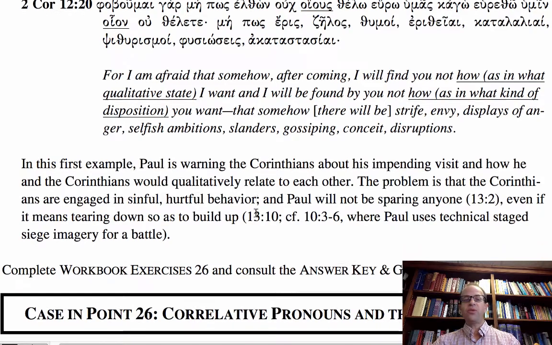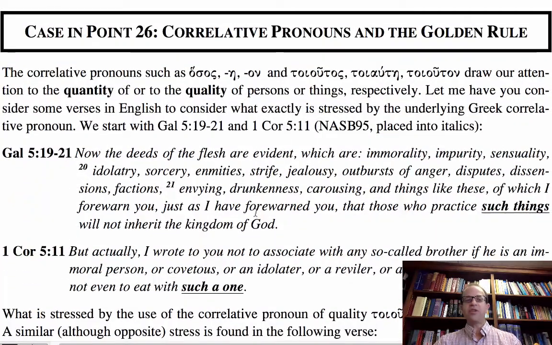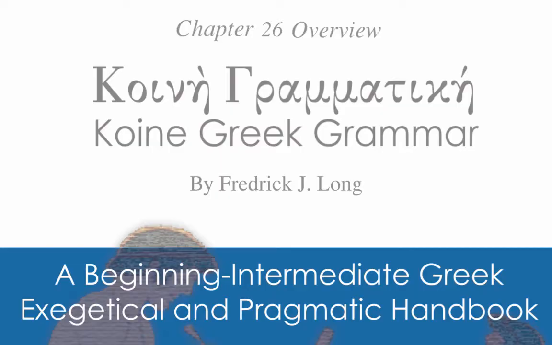Well, have fun with this discussion. Be sure to look at the case in point, which will talk about correlative pronouns as they are found in the Golden Rule. And this is in Matthew, and this is a good place to end. I can't think of really a better place to end a textbook that looks at New Testament Greek than to look at the Golden Rule found in Matthew 7:12.